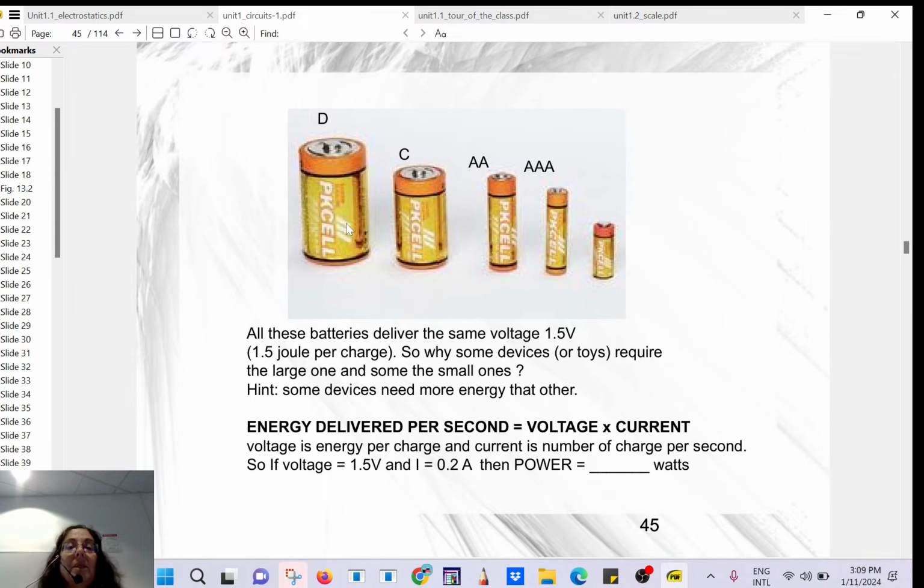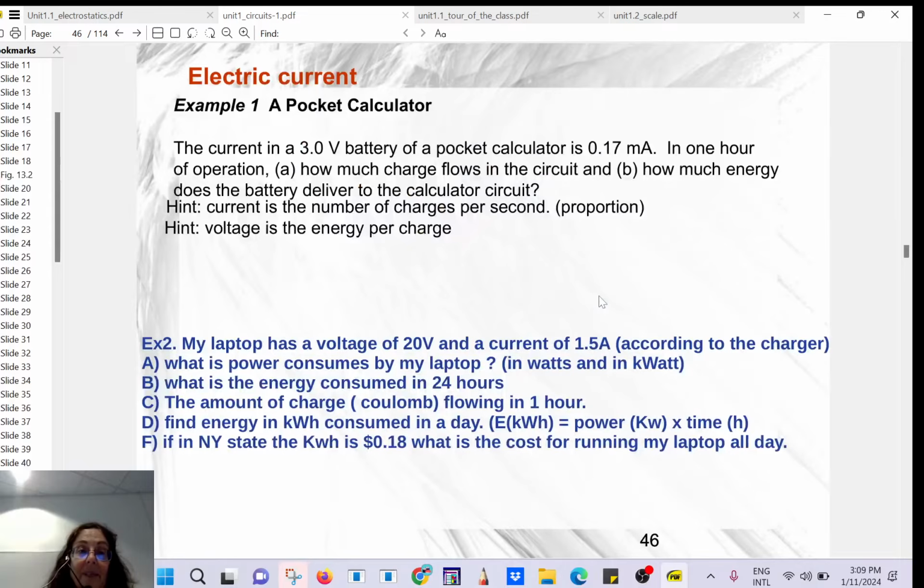What's the difference between D and the triple A? And do they have all the same voltage? Yes. What's the difference? Current. Very good. Excellent. Very good.